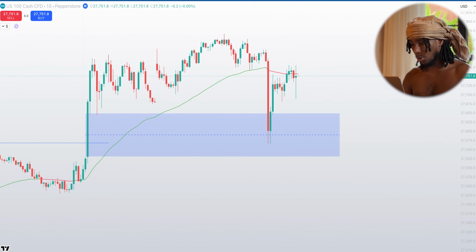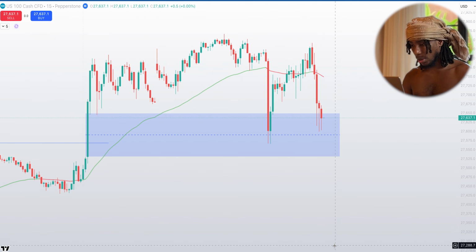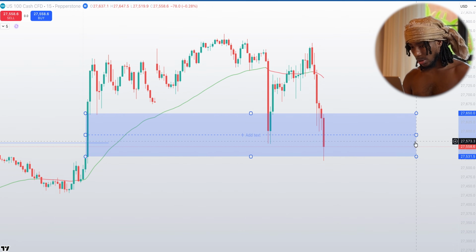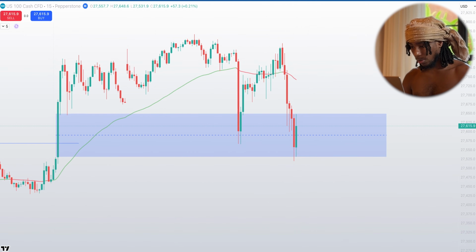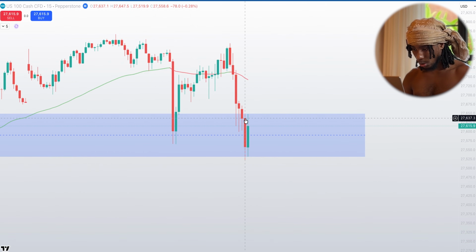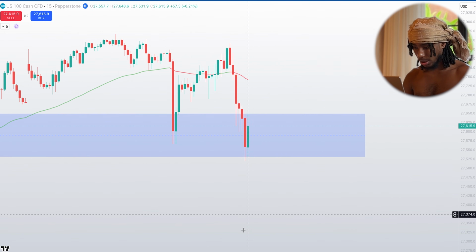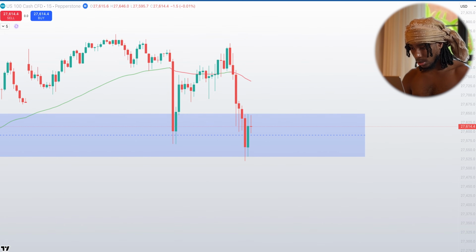Let's see if price ends up going back into this box, or if it just ends up going up without us. Okay, we're back in the box. That's good. We're definitely back in the box. Can we get some type of engulfing? In order for it to engulf, I want to see it get a close above this red body candle right here. See it close. Okay, perfect.